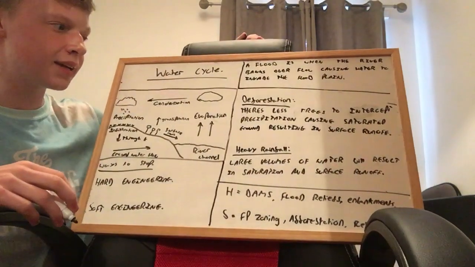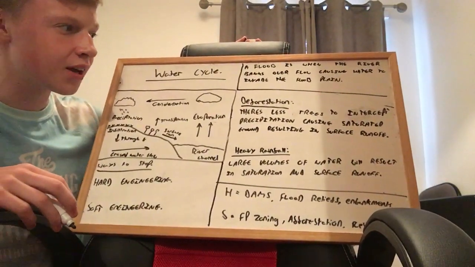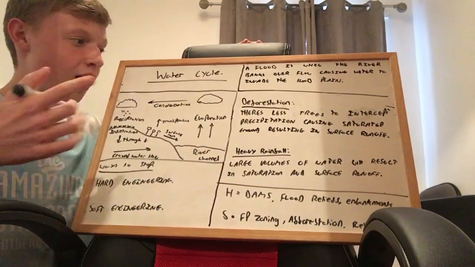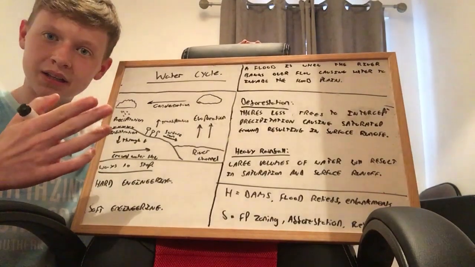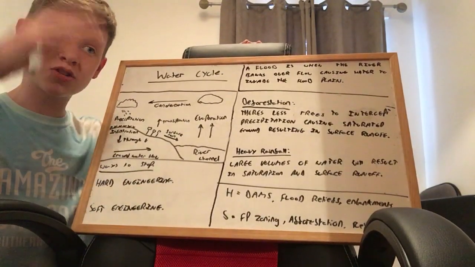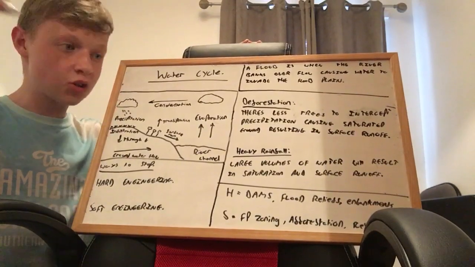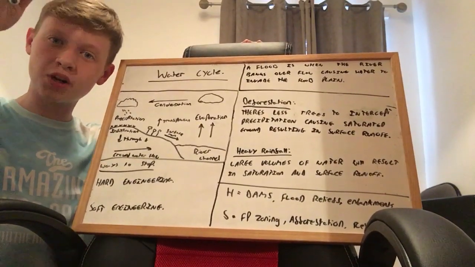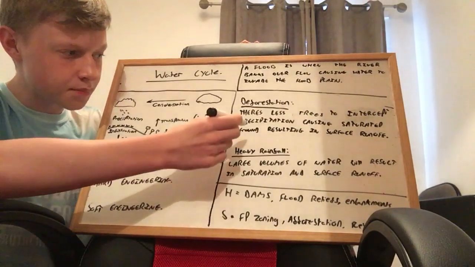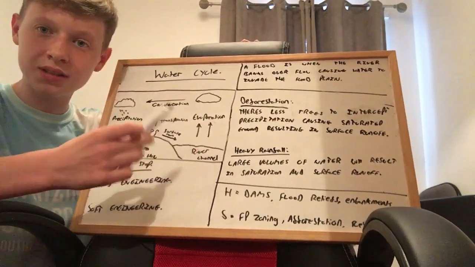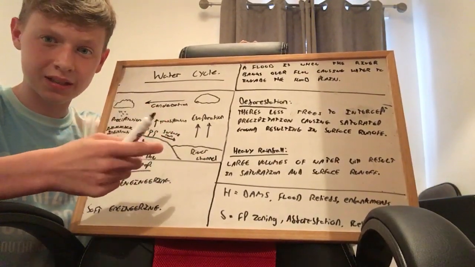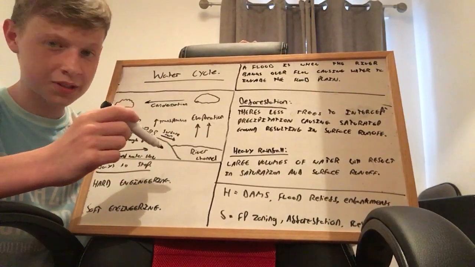So there's less trees to intercept precipitation, causing saturated ground, resulting in surface runoff. Now, what I've basically said there is there's less trees to absorb the water. So what will happen is the soil will get full. There's nowhere for the water to go, so it'll have to go on the surface as surface runoff, so it'll go fast. Now, my second point was natural. Well, you can argue if it's natural or not, but I'm just going to say it's natural here, and I think the exam will say it's natural.